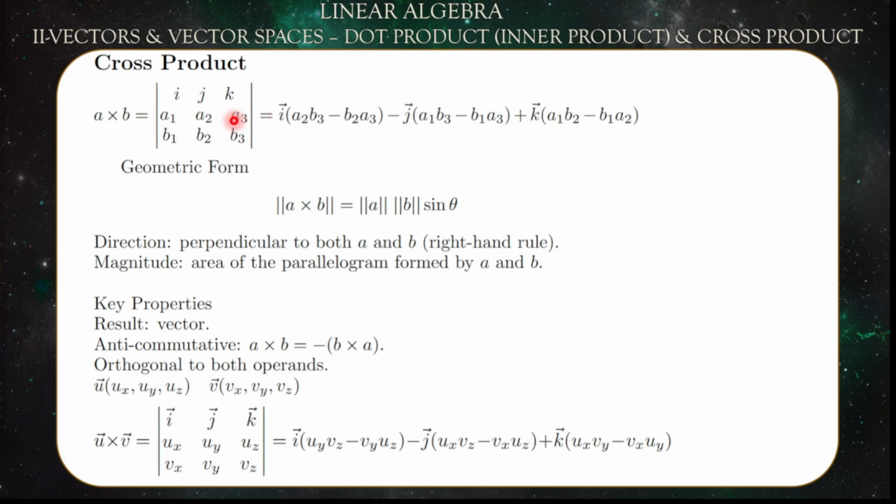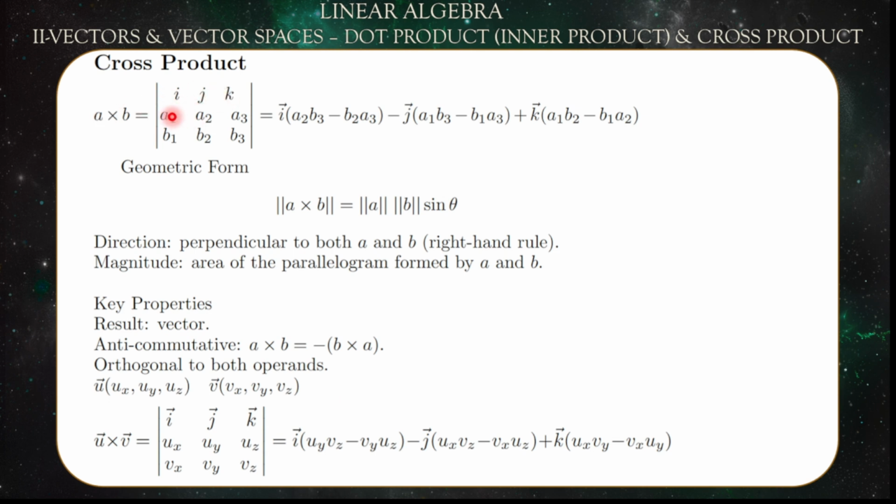Cross product. Okay, so what is cross product? You have A cross B, and this is the same method of evaluating a determinant of a matrix. So A cross B is equal to, you place I, J, K, which are the three unit vectors for a 3D vector, for X, Y, and Z of the two vectors A and B.